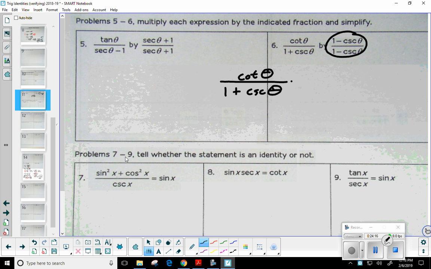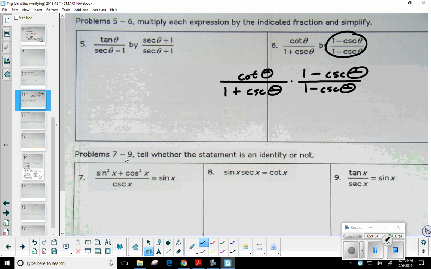So what am I multiplying that by? What do we call that? Starts with a C? The conjugate. So 1 minus cosecant theta. 1 minus cosecant theta. Okay.